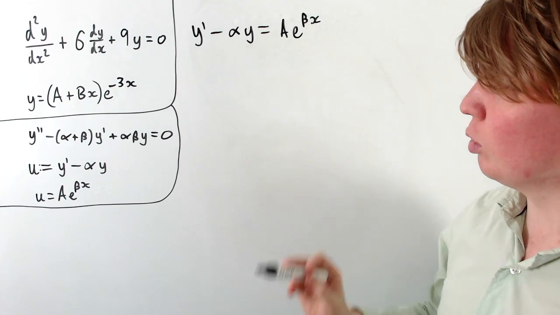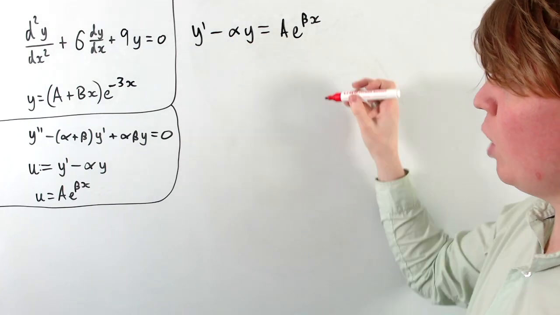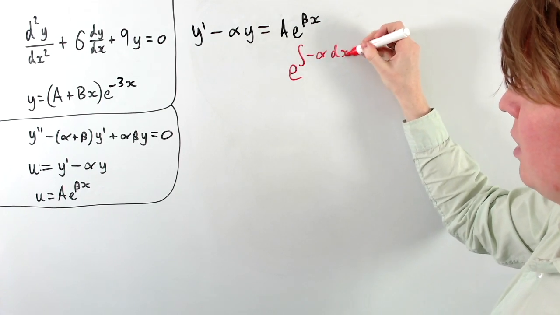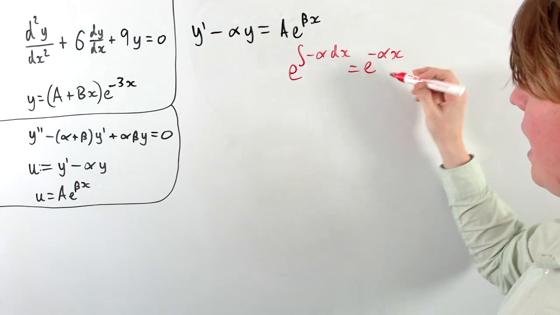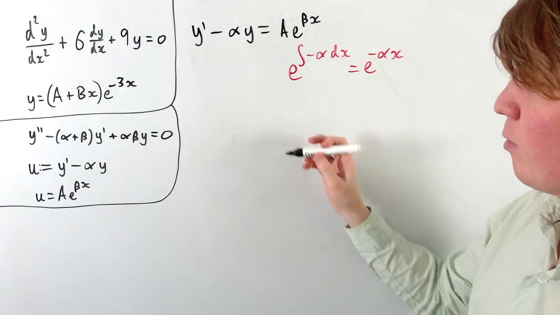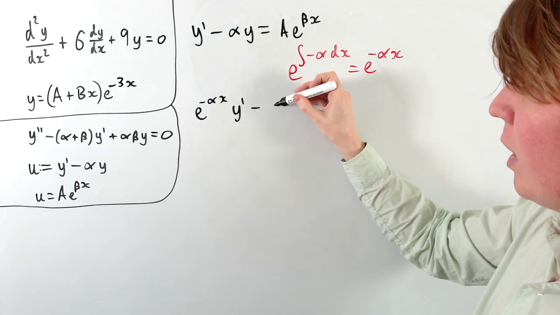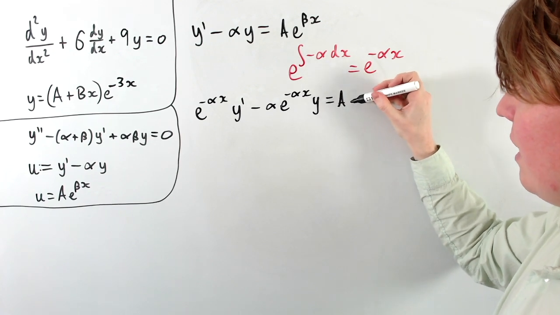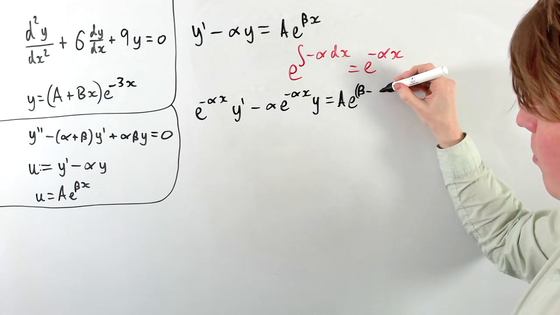And now we've got a differential equation which we can solve to find y. And this is again in the form where we could use the integrating factor technique, for example. So here, because we've got negative alpha times y, our integrating factor is going to be e to the integral of negative alpha dx, which when we integrate this, we just get e to the negative alpha times x. So this is our integrating factor. So we multiply all of the terms on both sides by e to the negative alpha times x. We get e to the negative alpha x, derivative of y, minus alpha e to the negative alpha x times y equals a e to the beta x times e to the negative alpha x, or factorise as e to the beta minus alpha times x, like this.